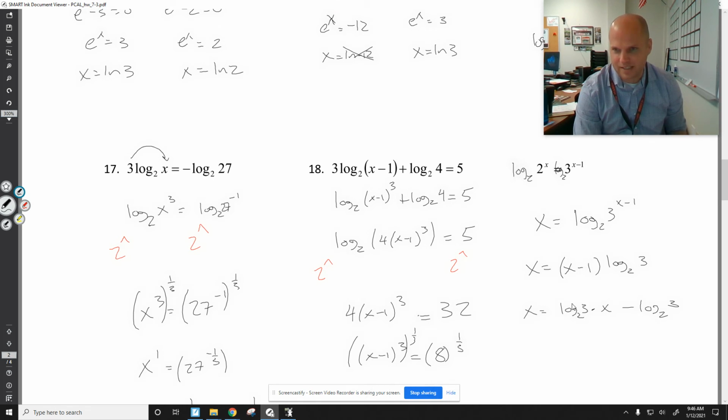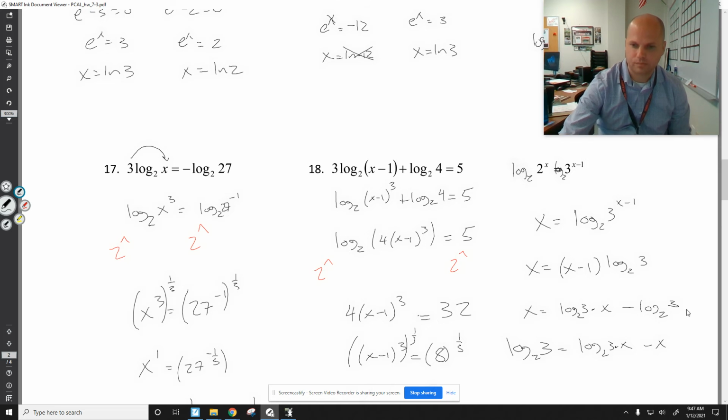Now I need to get my x's by themselves. There's definitely an easier way to do this, and I'm not going to worry about it. I'm going to move this log base 2 of 3 times x over to this left side. Or actually, let me move this log base 2 of 3 to the left side, and I'll move this x to the right side. So I'm going to add log base 2 of 3. I'm going to subtract x. So this is log base 2 of 3 on the left side now. Subtracting the x, I get log base 2 of 3 times x minus x.